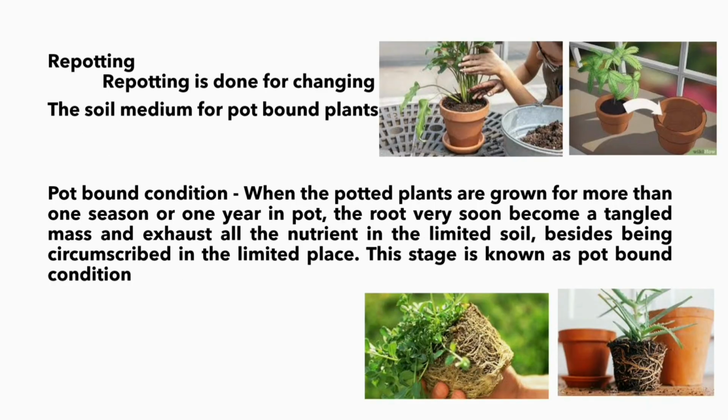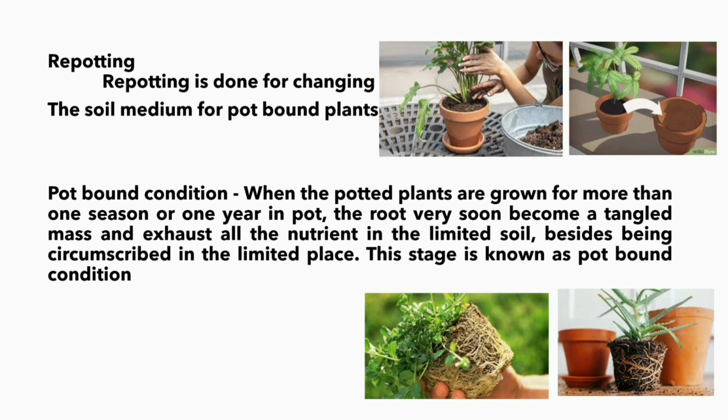Repotting. Repotting is done for changing the soil medium for pot-bound plants. What's that pot-bound condition? When the potted plants are grown for more than one season or 1 year in pots, the roots very soon become a tangled mass and exhaust all the nutrients in the limited soil in the limited place. This stage is known as pot-bound condition.